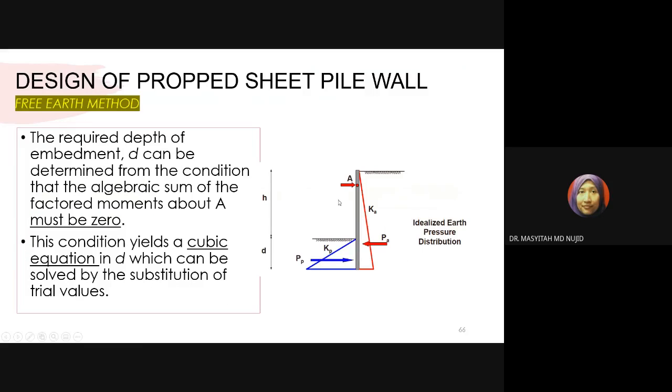This is the idealized pressure distribution for the free earth method. Again, only the active earth pressure is developed behind the wall. The required depth of embedment D can be determined from the condition that the algebraic sum of the moments about A must be 0. This condition yields a cubic equation in D which can be solved by substitution of trial values. So we take moments in order to find the embedment depth D. The moment is considered at A here.